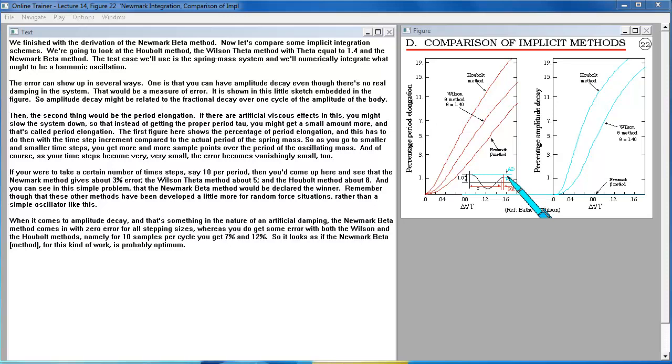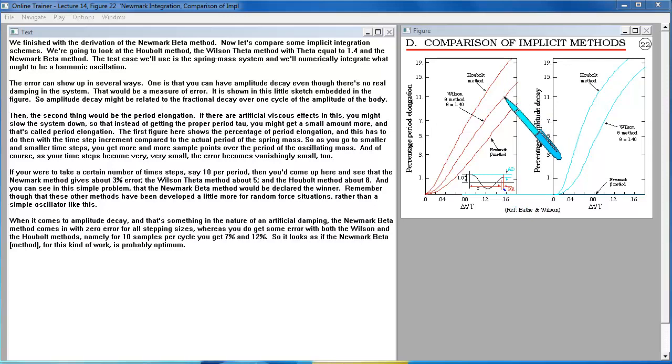Then the second thing would be period elongation. If there are artificial viscous effects in this, you might slow the system down to where instead of getting the proper period tau, you might get a small amount more, and that's called period elongation.